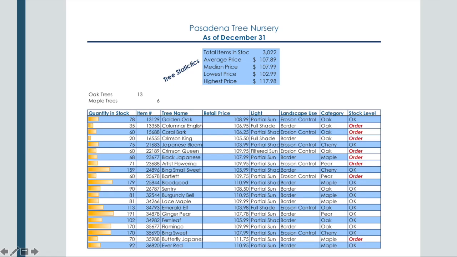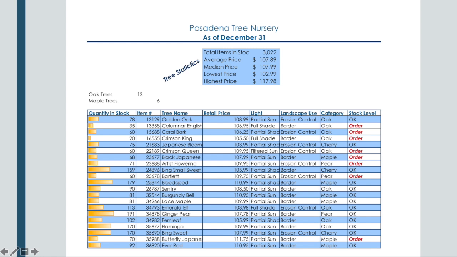So this is an Excel project that I have from a computer information course this semester. And the first step is to put information into a mathematical representation. So as you can see on this document, this is from a Pasadena tree nursery, and this is just about their inventory. So I have quantity in stock with a graph next to it.